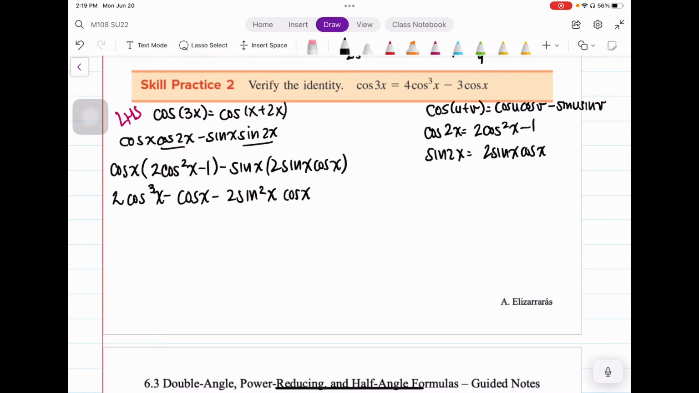Again, my goal is to get in terms of cosine. So I am going to take my sine squared and turn that into 1 minus cosine squared x using the Pythagorean identity.